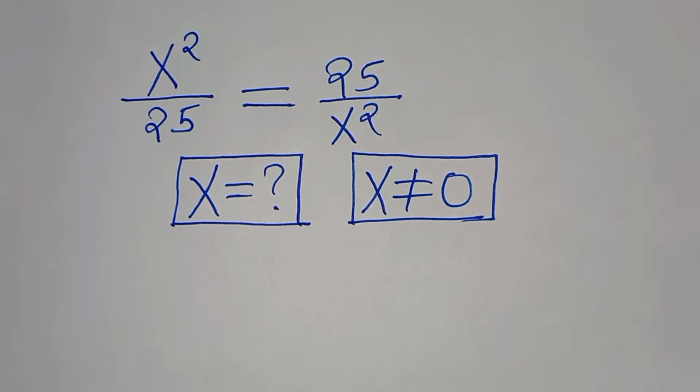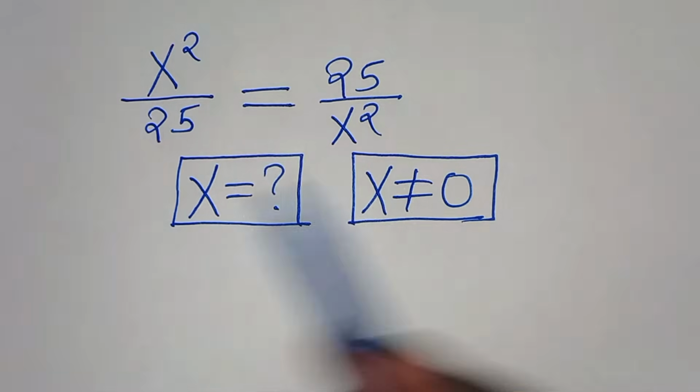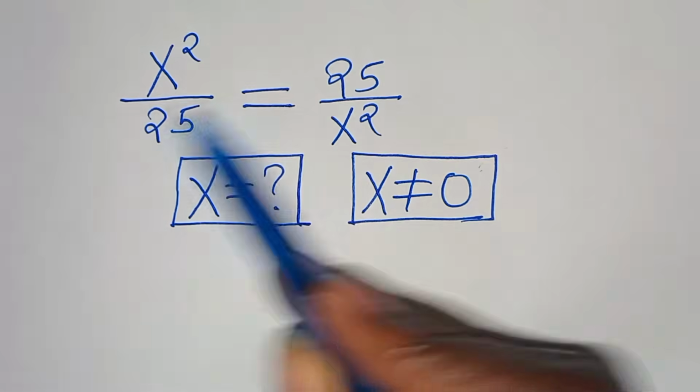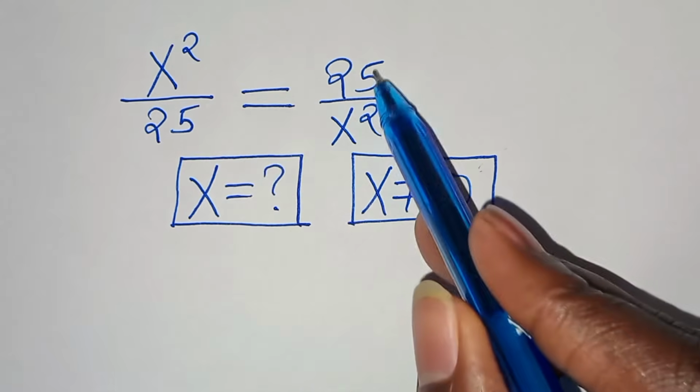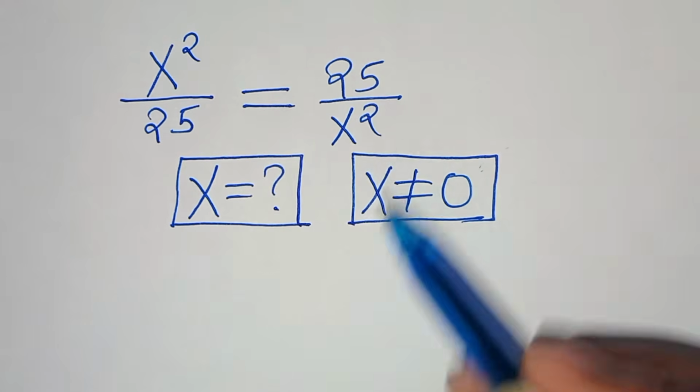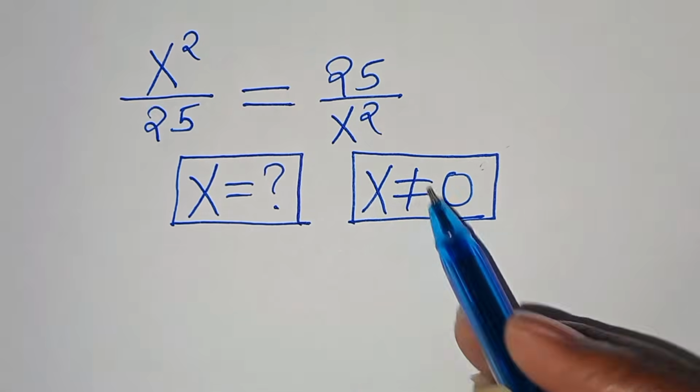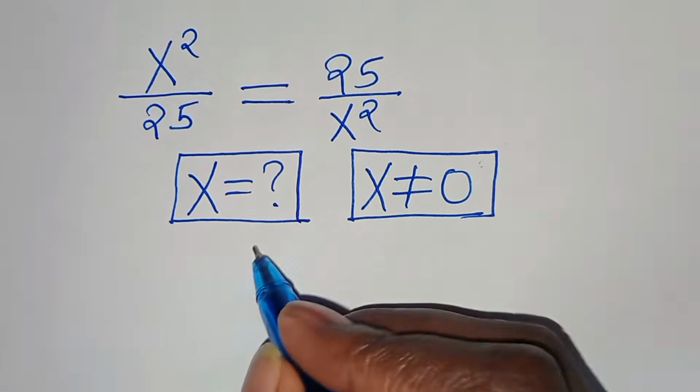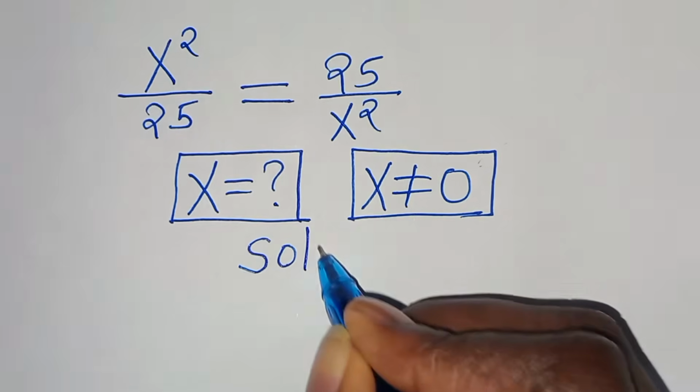Hello everyone, you're welcome to solve this nice algebra problem, which is x squared divided by 25 equal to 25 over x squared. So what are the values of x given that x is not equal to 0? So let's provide a solution from here.